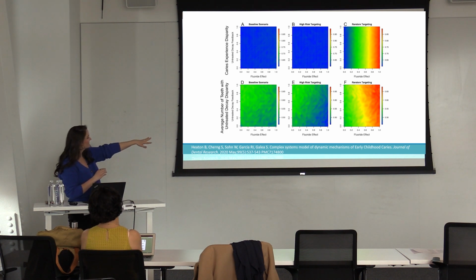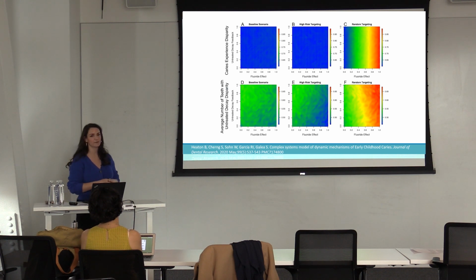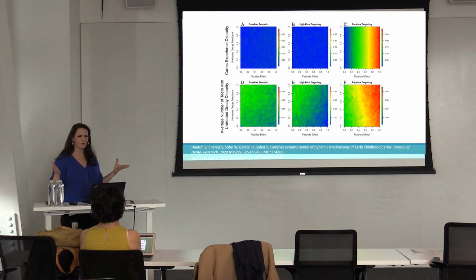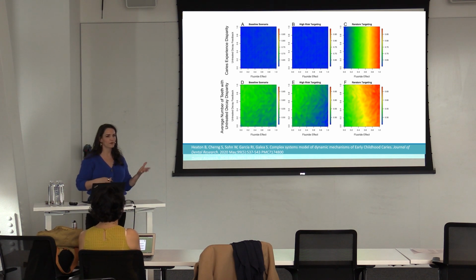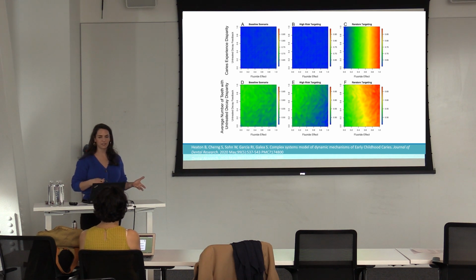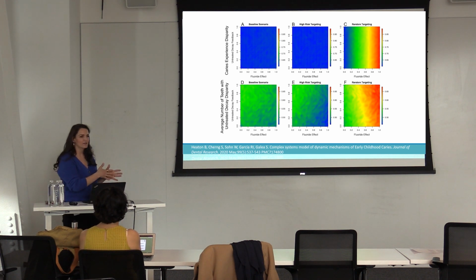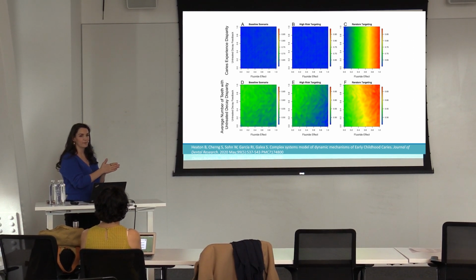Or sorry, you get a little bit of an increase in disparity with high-risk targeting, but you get a real big increase in disparities with random targeting. So why is this? Why are we increasing disparities when we're increasing access to a known preventive intervention? What it is, this model starts at age 3, where people already have disparities.